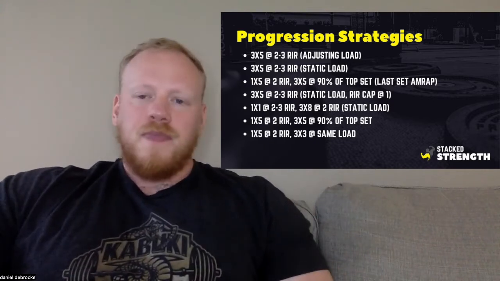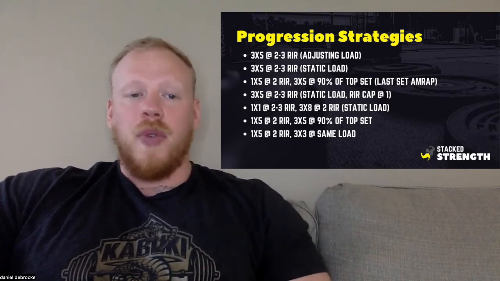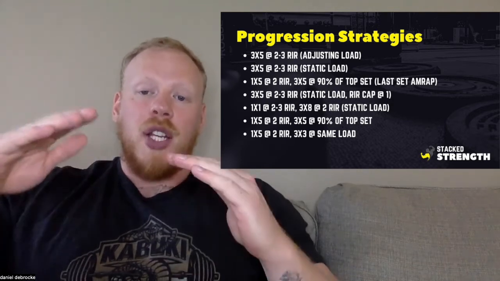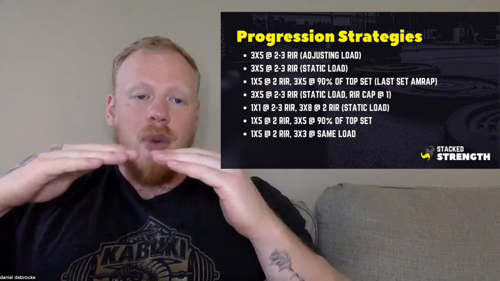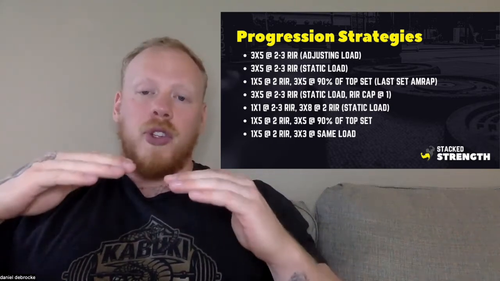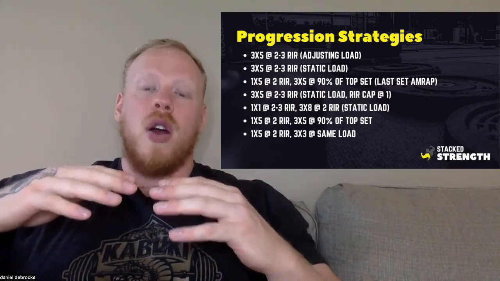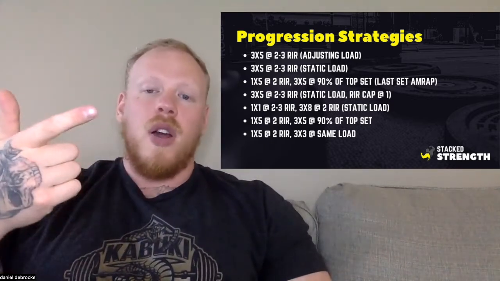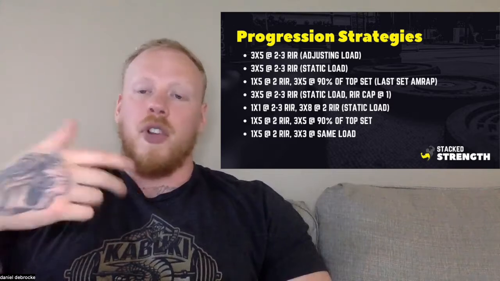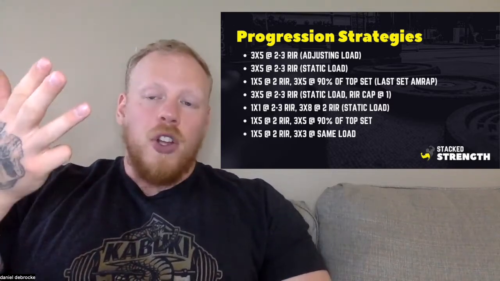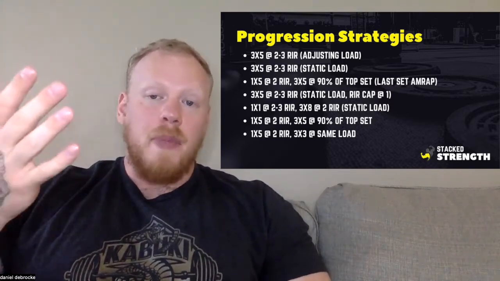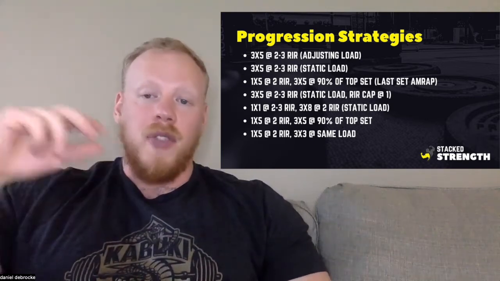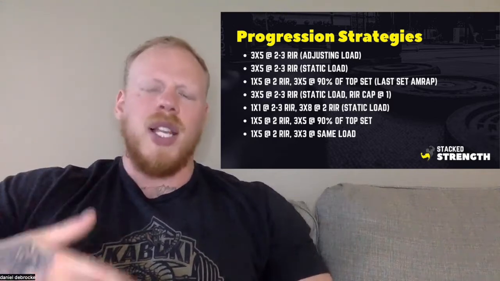The next strategy is 3 by 5 at 2 to 3 RIR, but this time we're using a static load. Instead of adjusting the load down to stay within that range, your first set is going to be about 2 to 3 RIR, but you're going to let the RIR drop. Let's say your first set is 3 RIR, second set is 3 RIR, third set is 2 RIR, and if you're doing 5 sets, your fourth set might be 2 RIR and your fifth set might be 1 RIR. It's perfectly fine for the relative intensity to climb because you're using a static load, and that's part of the plan.